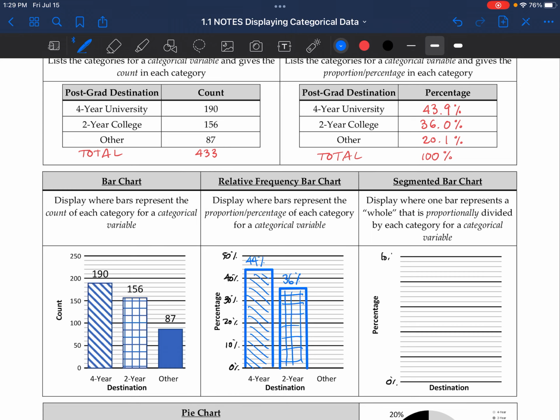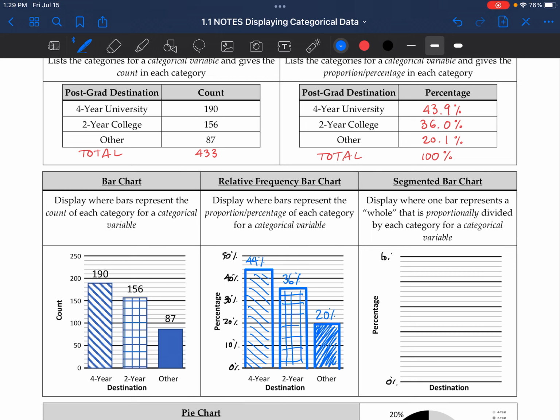Another thing you can also do instead of different patterns is obviously grab different colors if that was something you were interested in. So that's what your relative frequency bar chart should look like. If you need more time, pause the video and do that.